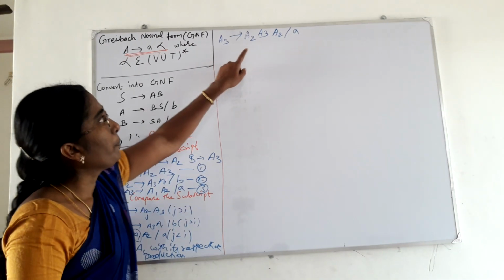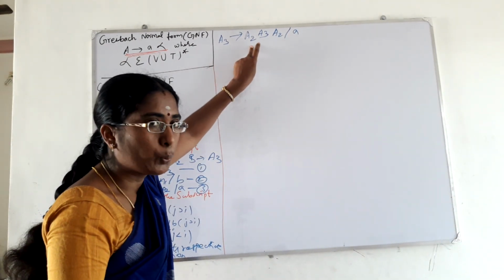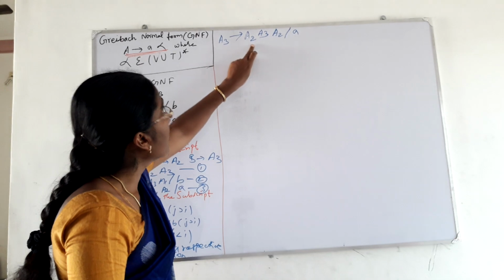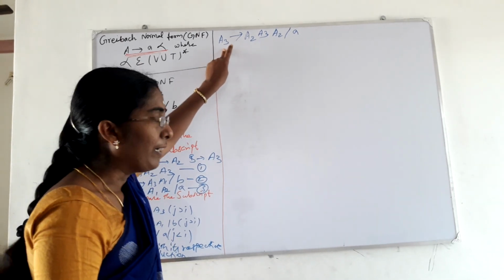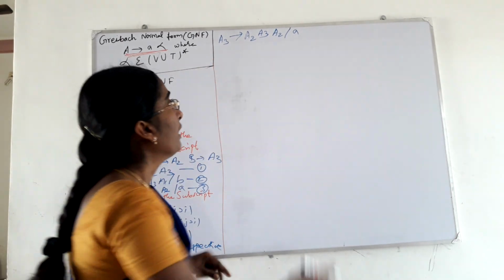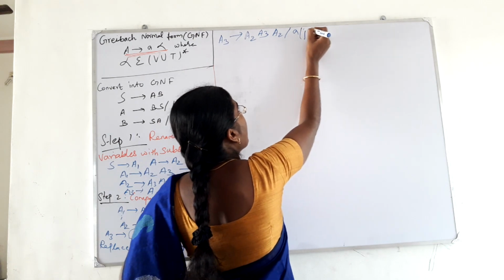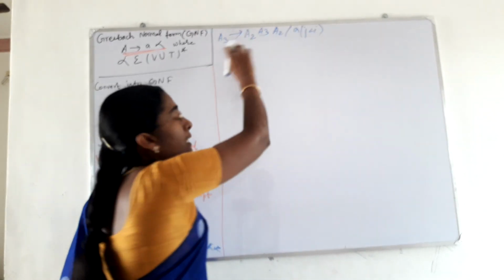Again compare the subscripts. Here the value of j is 2. Here the value of j is less than i. The value of j is less than i. Again it is less than i. j is less than i. So replace A2 with its respective production.